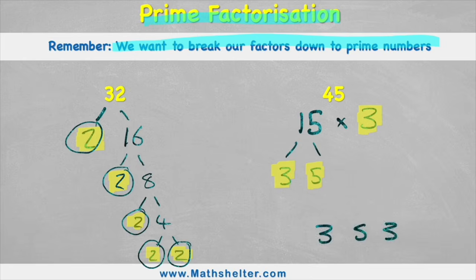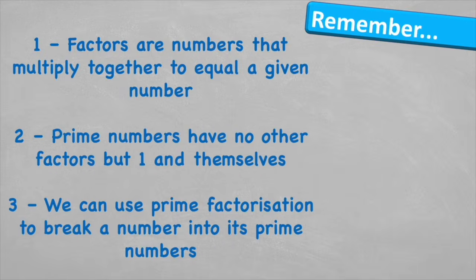Let's check if that works. 3 times 5 is 15. 15 times 3 is 45. So let's look at what to remember. Factors are numbers that multiply together to equal the given number. Prime factors have no other factors but one and themselves, and we can use prime factorization to break a number into its prime numbers. And then the key part is that we can use those prime numbers to multiply back together to get to my original answer.